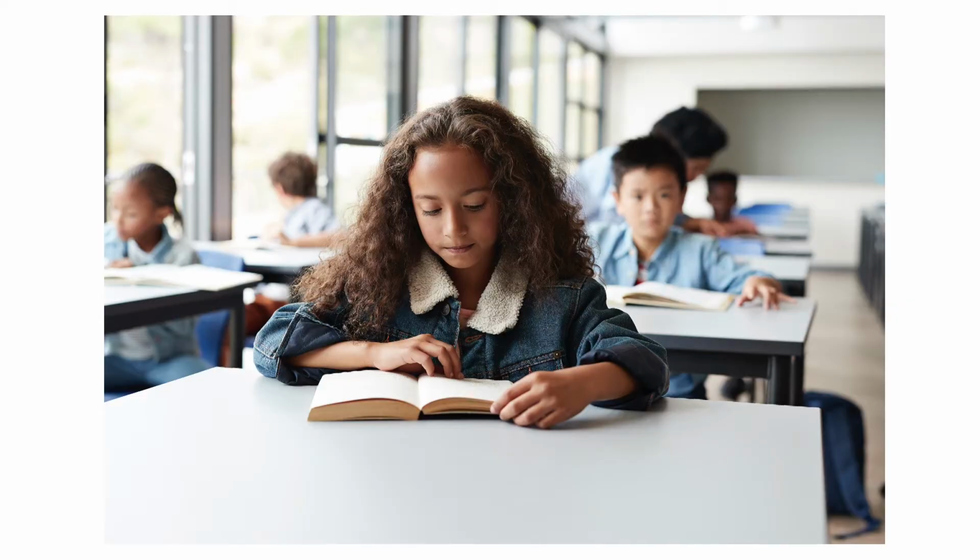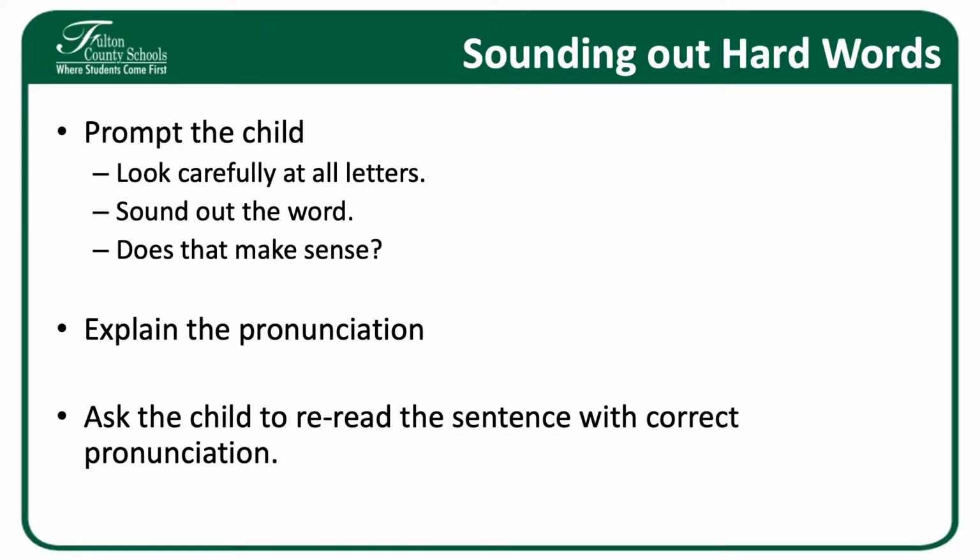So what can you do? When a child gets stuck on a word, we want to prompt the child by telling them to look carefully at all the letters, sound out the word, and ask themselves if that word makes sense. Sometimes the student will read the word incorrectly and realize that it does not make sense. At that point, you should note where the child was confused and explicitly explain the sounds of specific letters or letter combinations. Ask the child to reread the sentence with the correct word. Let's observe how Miss Lee assists Will when he becomes stuck on a word.